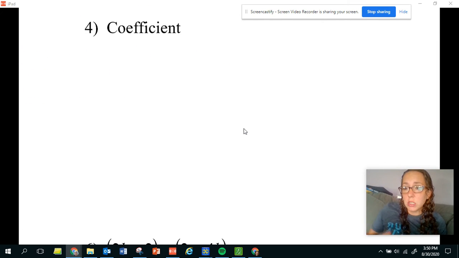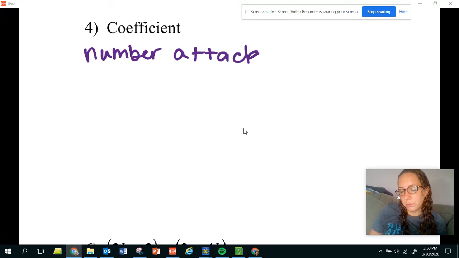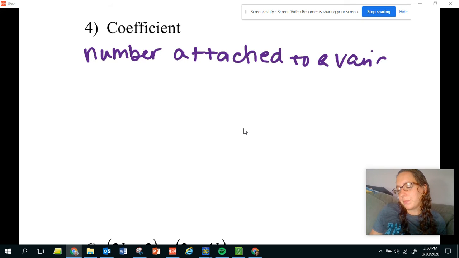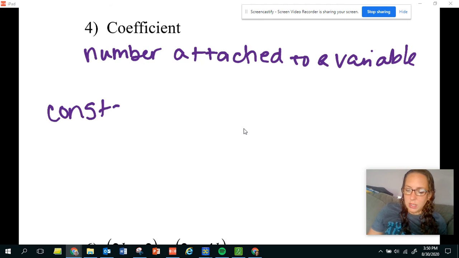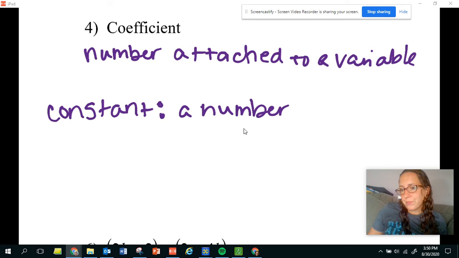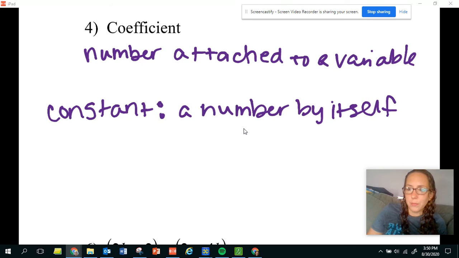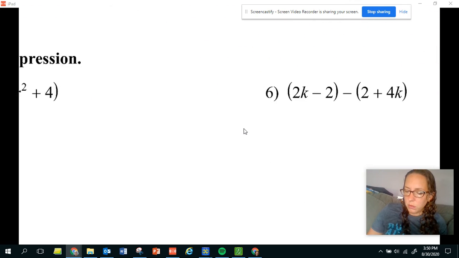And then you have a coefficient. That is a number attached to a variable. Another thing I forgot to write on here, but a constant, that's going to be a number by itself. Okay, so there you go. Vocab. Awesome. Math is super cool.